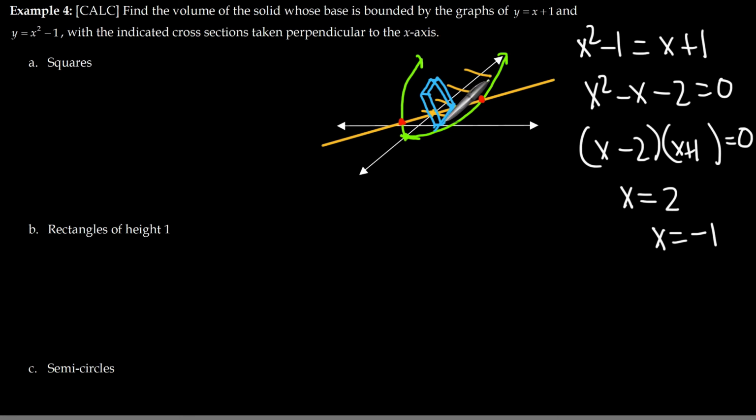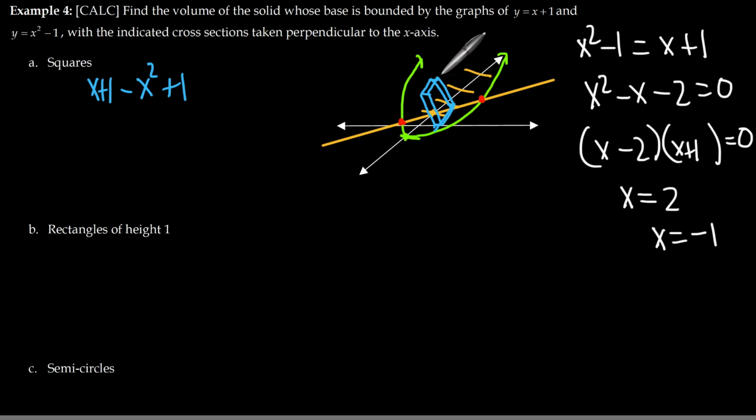Now, the length of this square is simply going to be the upper curve minus the lower curve. We've talked about that before. So the upper curve is the linear function. That's going to be x plus 1 minus the lower curve, which is going to be the parabola. So I'm going to take this minus and distribute it to both of these terms here. So that's going to make the x squared a negative, and that's going to make the negative 1 a positive 1. So essentially, that's going to be one side of our square.